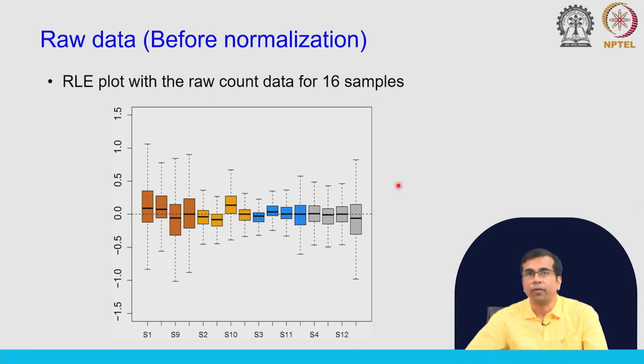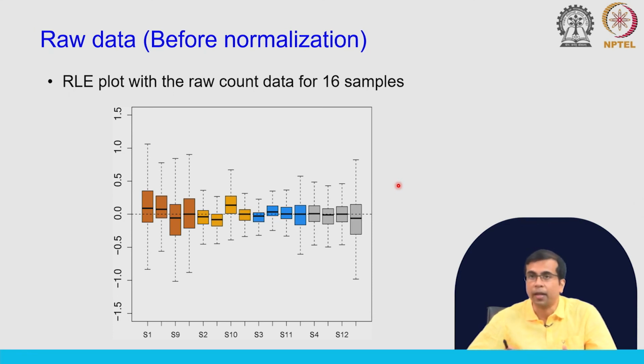So, here is the raw count data for 16 samples before normalization. The sample names you can ignore, they are labeled in some way, but pay attention to the colors that you see. The samples that are of the same color are technical replicates of the same condition or same sample.